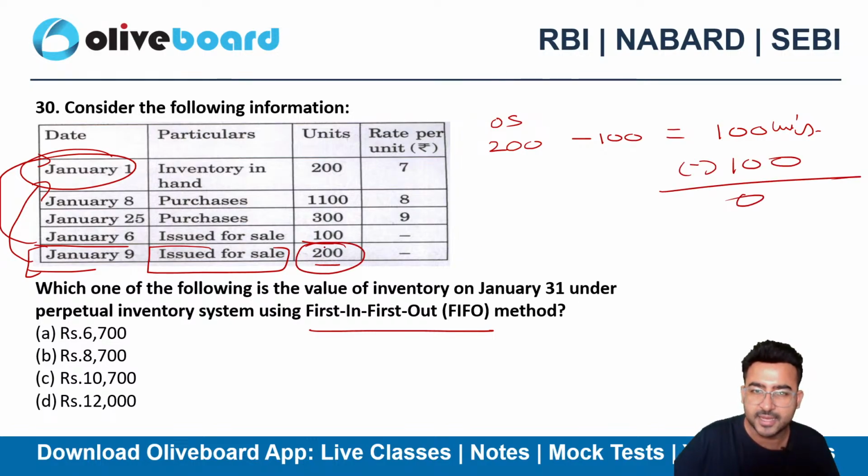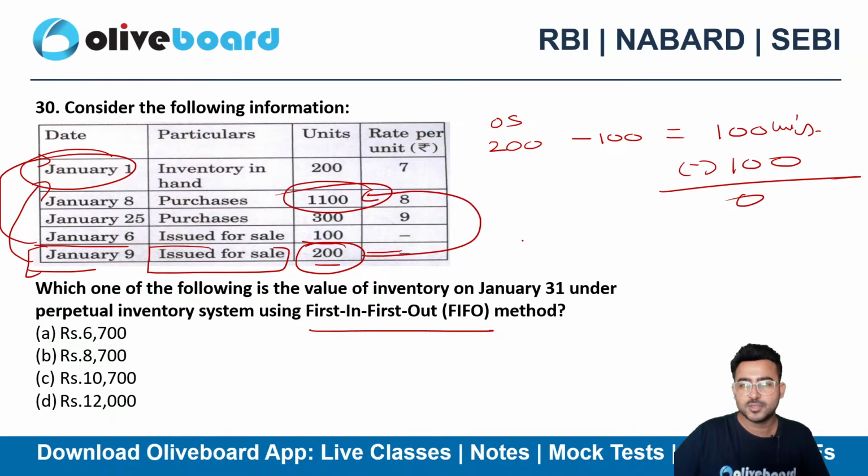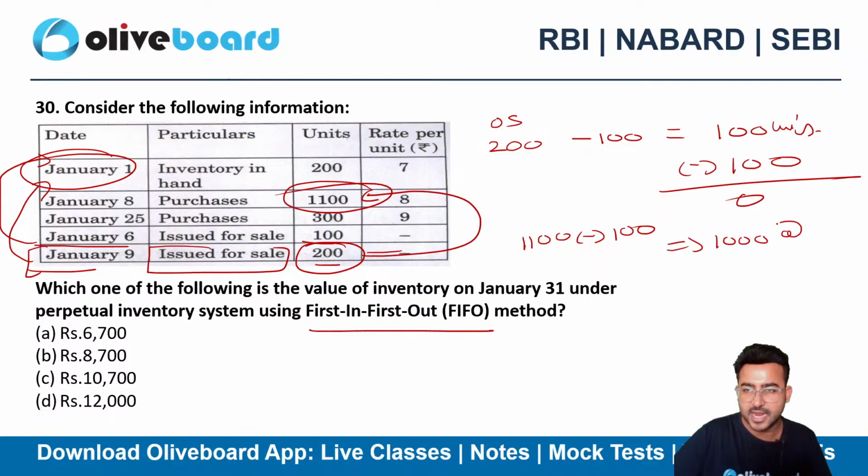यहां तो 200 सप्लाई करना है. 100 तो यू हैव सप्लाइड फ्रॉम योर ओपनिंग स्टॉक, 100 बच गया. 100 और सप्लाई करना है, कहां से करूंगा? सेकेंड वाले लॉट में से. सो 1100 में से भी 100 चला जाएगा. कितना बच गया? 1000 यूनिट्स बच गया एट द रेट 8 रुपी. उसके बाद ये वाला परचेज तो एज इट इज बच गया 300 यूनिट्स एट द रेट 9 रुपीज.